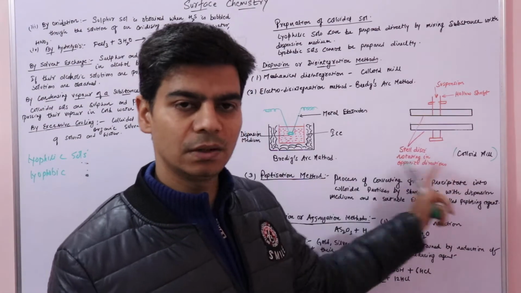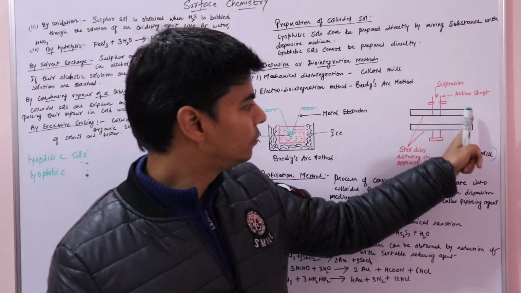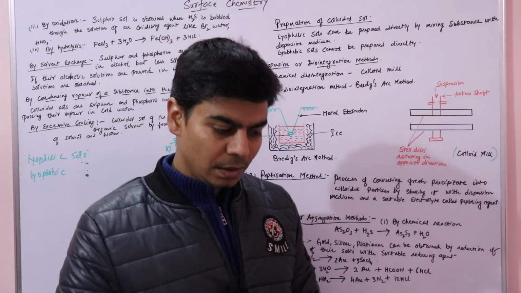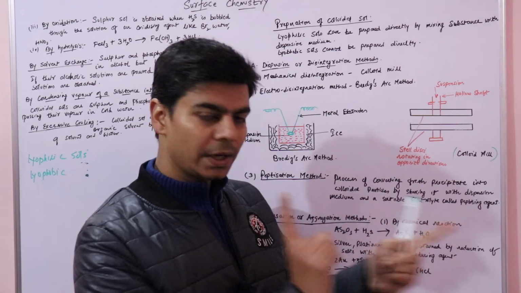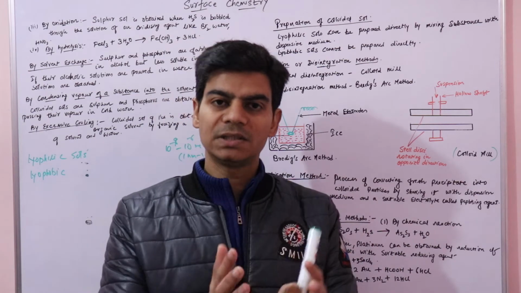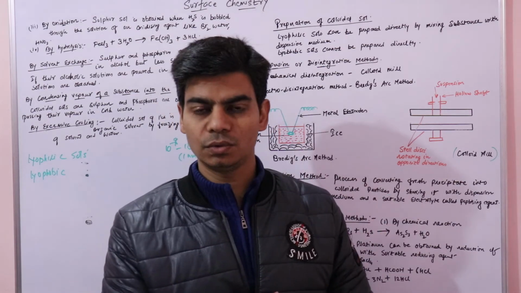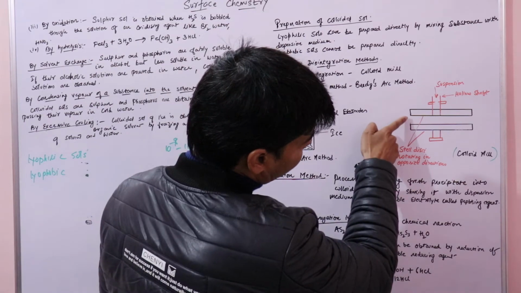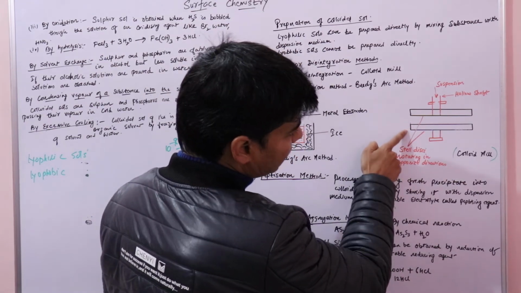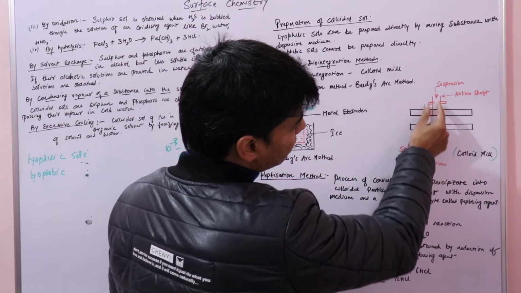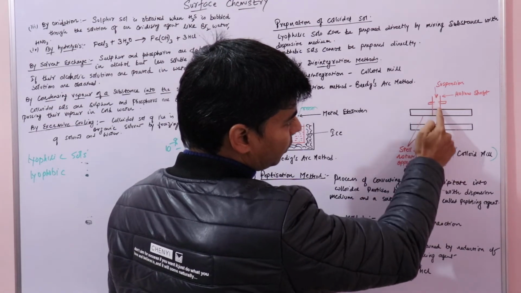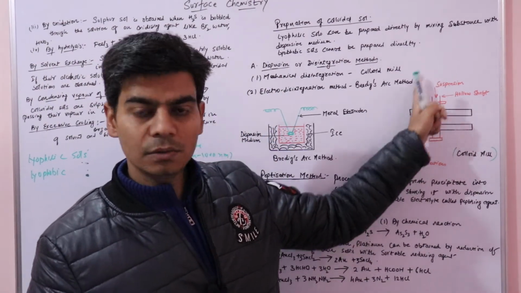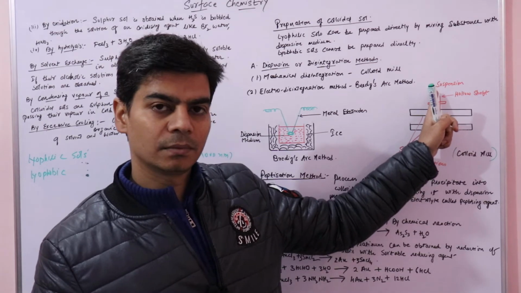This is the design of a colloidal mill, which consists of two steel discs. These two steel discs can rotate in opposite directions at a very high speed of around 70,000 revolutions per minute. You can see that there is a gap between these two steel discs, and then there is a hollow shaft.